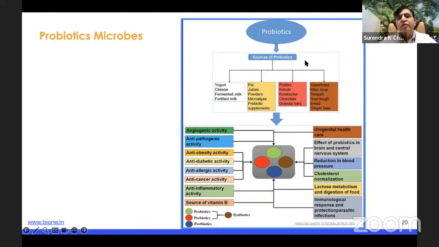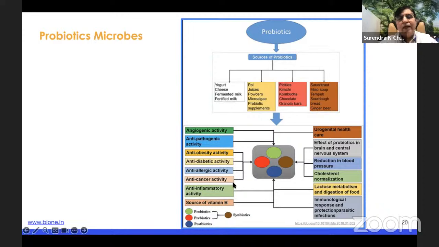So if you see, the source of probiotic can be in the form of a capsule with the isolated species, which we have discussed just now, or we can have a combination of the species packed into the capsule along with different factors. I'm going to show you one example of the probiotics.